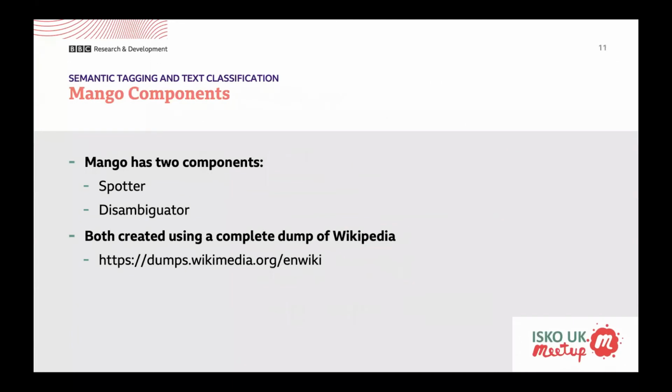Mango has two components. There is a spotter and a disambiguator, and both are created using a complete dump of Wikipedia, which is available every month. They do a public dump.